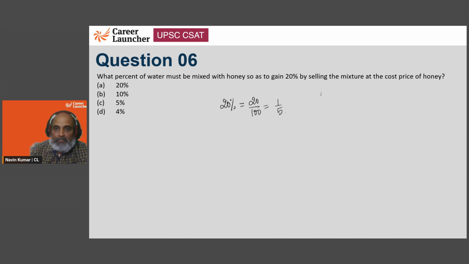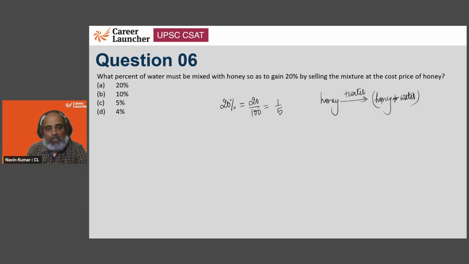Now, we have got honey, and if we add water to honey, we will get honey plus water. So basically, in the fraction that we see here, 5 denotes how much honey we should have, and 1 denotes how much water we are supposed to put. So that finally we will have honey plus water, which is going to be 6. This is how we transform percentages to fractions and fractions to ratios.